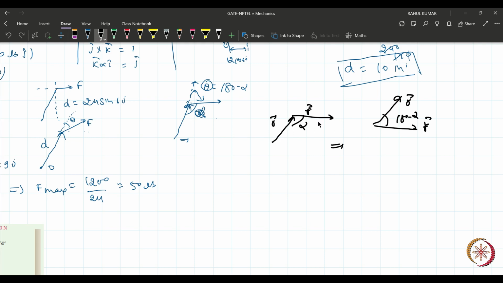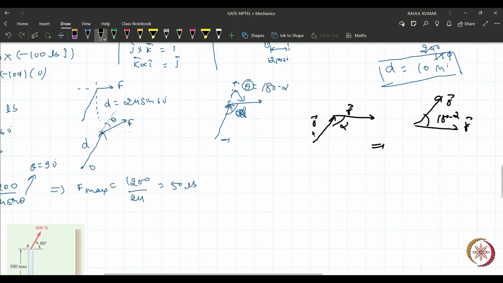When you measure the angle between two vectors, you have to take care whether the two tails are matching or not. Here, the head is matching with the tail of this vector, so that is not the angle between R and F. So it must be between the tails. The angle between two vectors, you have to take care that the tail is matching or not. Okay, sir. Any other doubt?